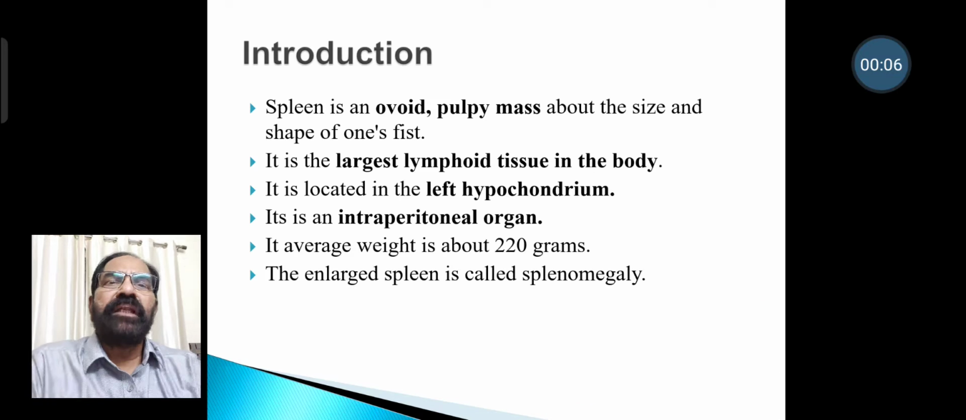So first we'll start with the spleen as a visceral organ. The spleen is an ovoid pulpy mass about the size and shape of one's fist. It is the largest lymphoid tissue in the body. It is located in the left hypochondrium. It is an intraperitoneal organ. Its average weight is about 220 grams. The enlarged spleen is called splenomegaly.